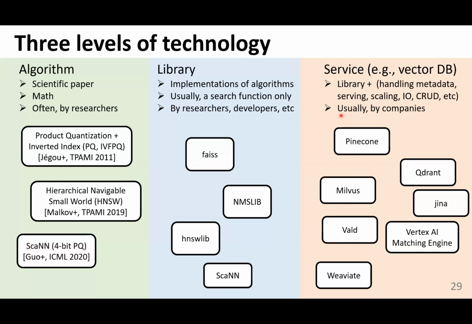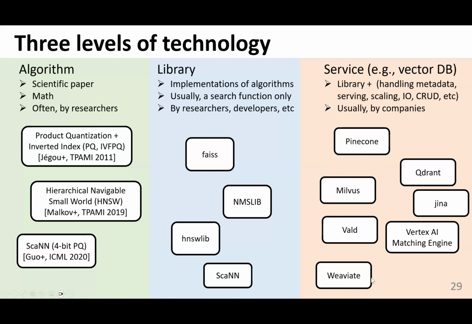After that, there's a service. For example, vector database. A vector database is, in my opinion, a library, I mean, a search function, plus something like handling metadata or serving, scaling, IO, or create, read, update, delete, CRUD, or something like that. It's kind of useful stuff. That is vector DB. And usually these things are by companies. Recently, many startup companies are proposing many vector DBs. Maybe the famous ones are Pinecone or Milvus.